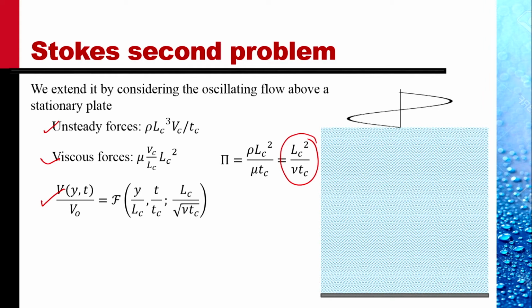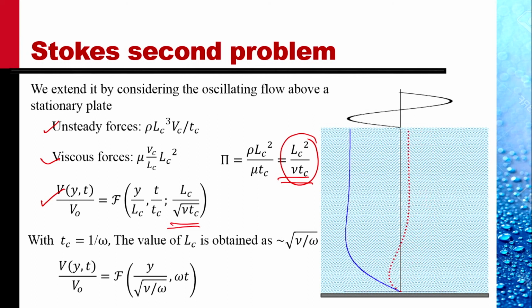So, we can use this parameter for defining a characteristic length, and that characteristic length would clearly be under root nu by omega, Tc being 1 over omega. This characteristic length is nothing but equivalent to the penetration depth, the distance above the plate in which the viscous effects can be felt.